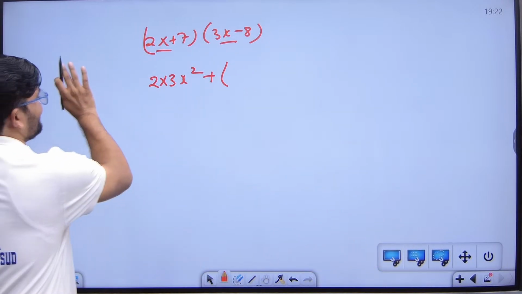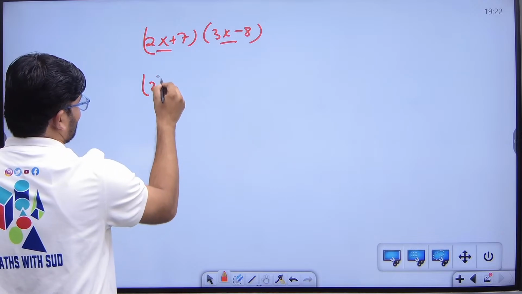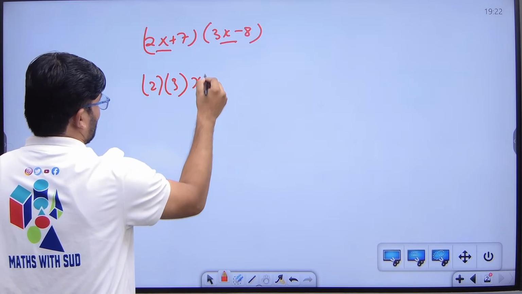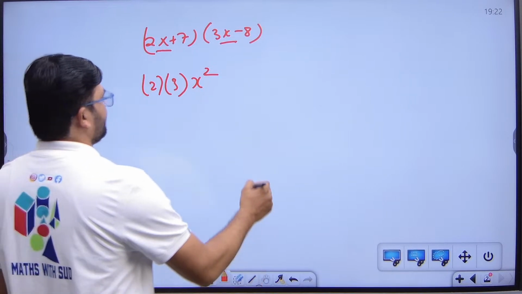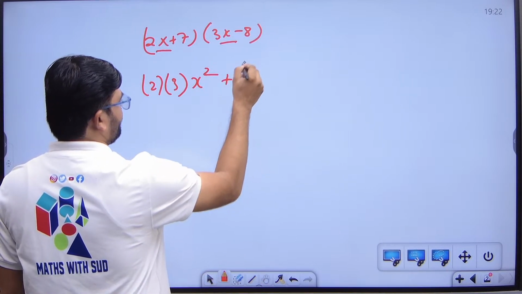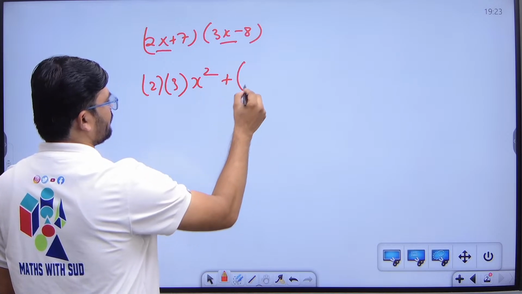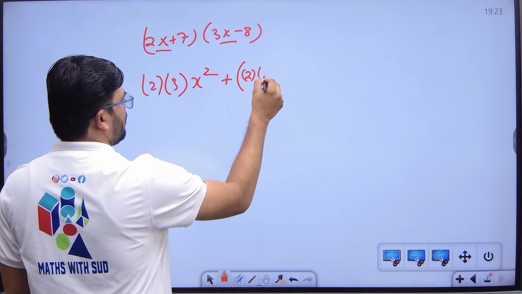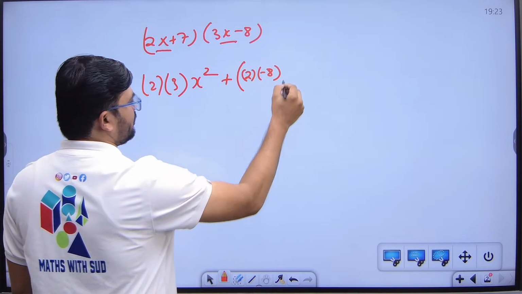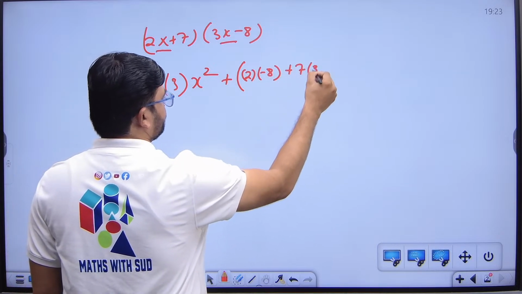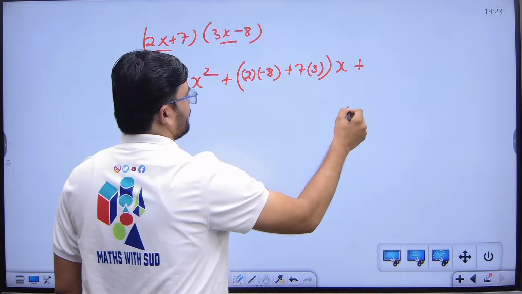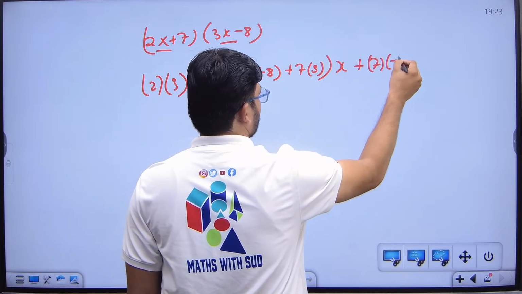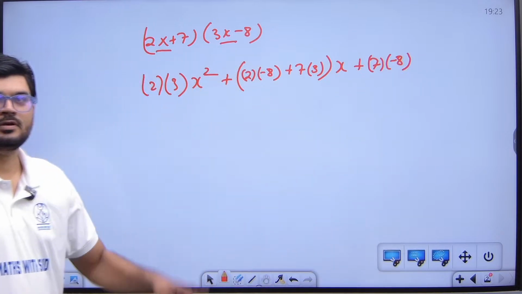If you are getting confused, then I will write them in brackets. Now it is fine. Okay, 2 into 3x square. Then what else should I write? Tell me. Plus 2 into minus 8 plus 7 into 3, times x, plus 7 into minus 8. Understood? Yes. Write it down.